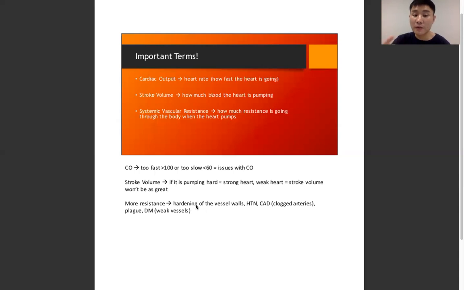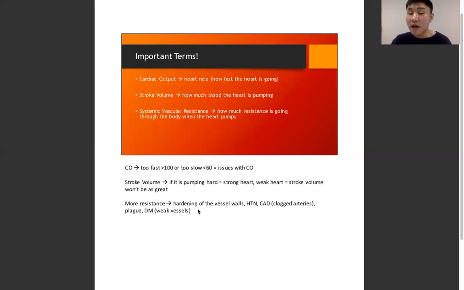So what causes high resistance in the vascular system? Hardening of the vessel wall. The vessels are usually able to stretch. But if they're hardened because of smoking, diabetes mellitus, obesity, or high cholesterol, the hardening of the vessel wall will make the vessel less stretchy. And when it's less stretchy, it causes an increase in resistance when the blood is pumping against that blood vessel, and therefore reduces the perfusion to the rest of the body.